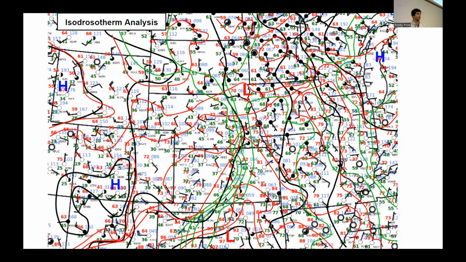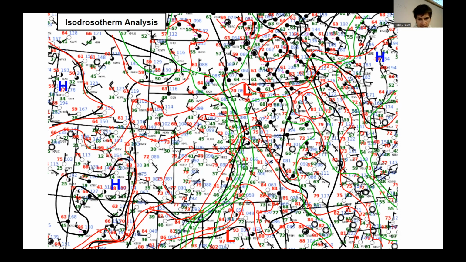So that fun word, isodrosotherm, dew point analysis. Why might a dew point analysis be really helpful in the southern plains, like in Oklahoma? Dry lines, exactly. Typically you're not going to see a very big gradient in the temperatures on a dry line day, but you will see a really big gradient in the dew points on a dry line day. Really common out here, all the way up through much of the plains.